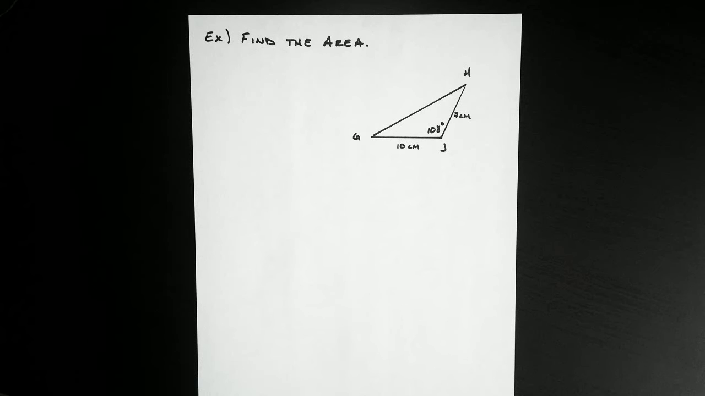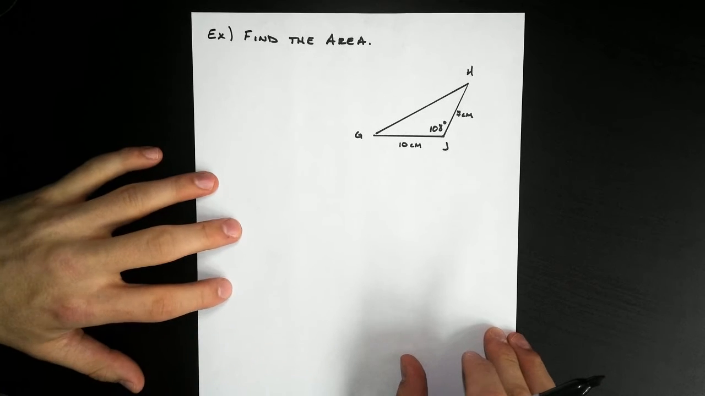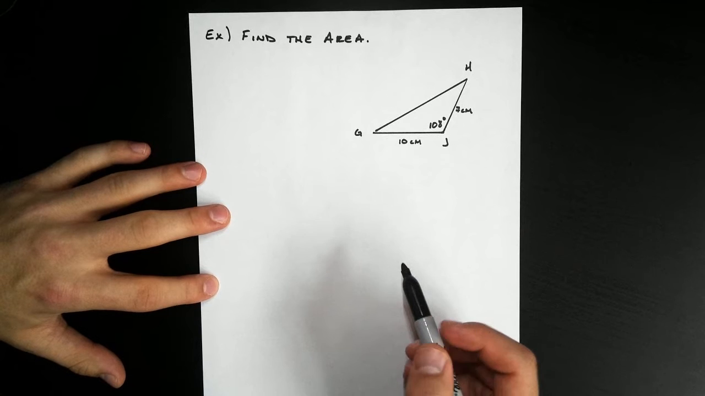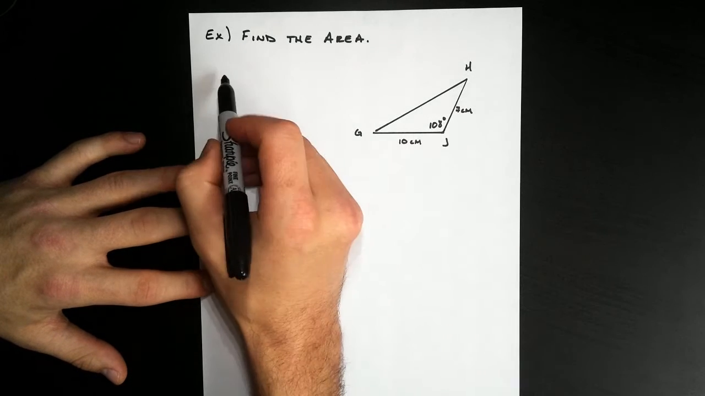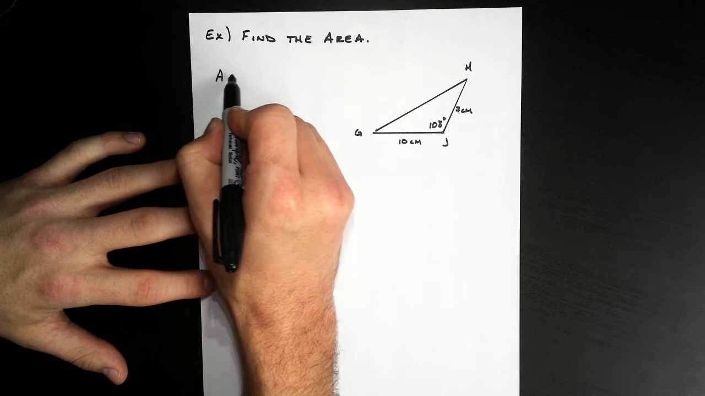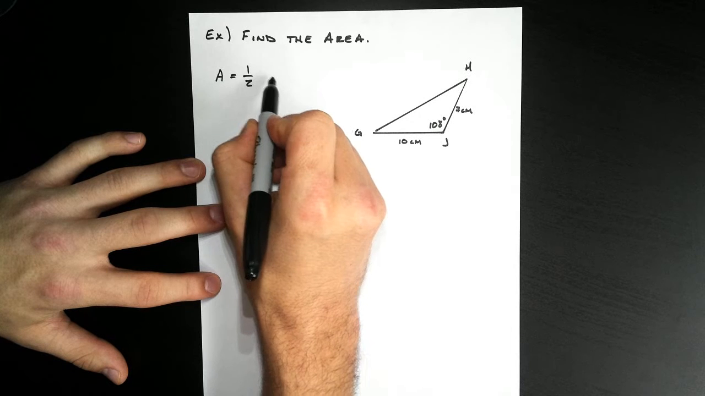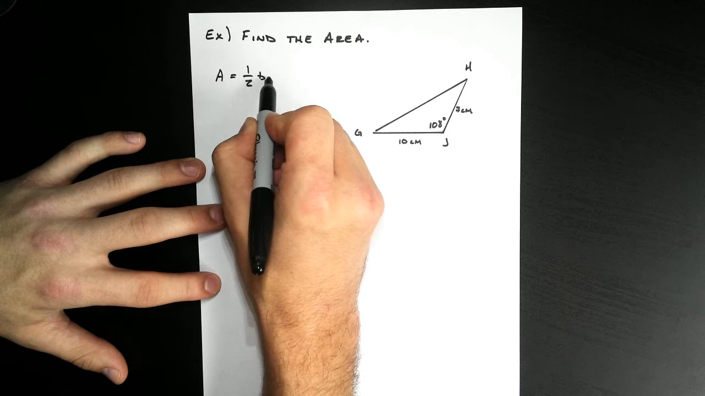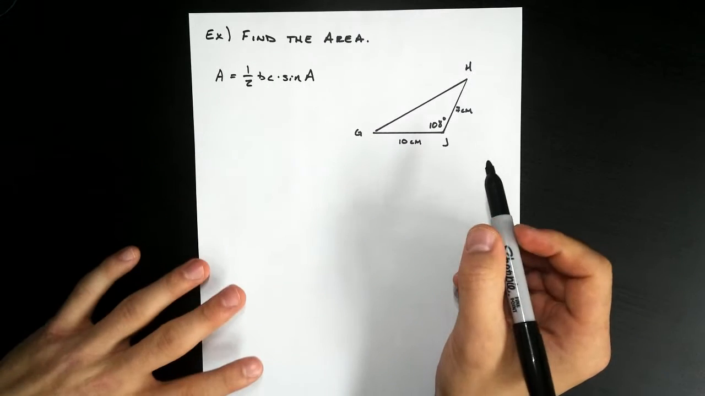Hello everyone. I'm going to do an example of how to find the area of an oblique triangle when we are given two sides and the included angle. So we can use trigonometry to develop a formula to find the area of any triangle when we are given two sides and the included angle. What we end up with is the area is equal to 1/2 times the two sides that we know times the sine of the included angle.